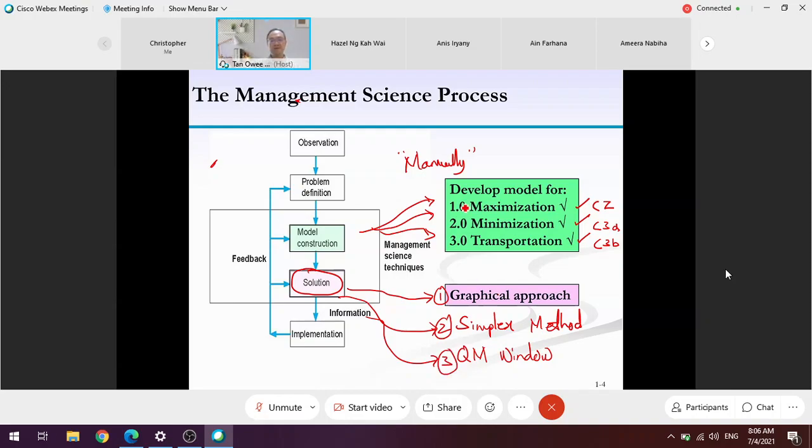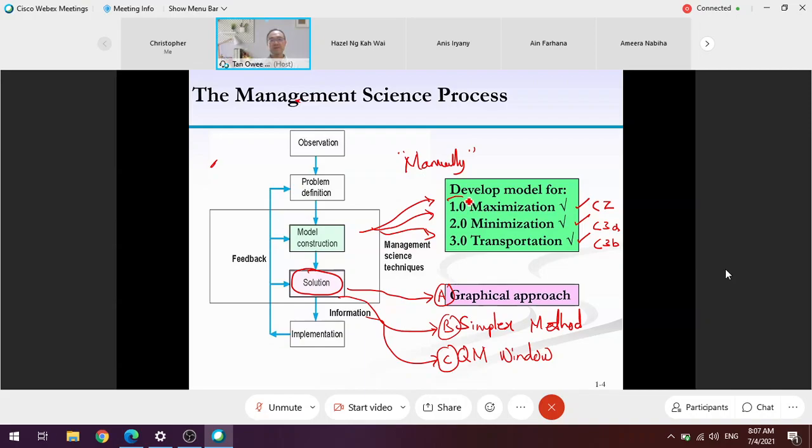For maximization and minimization, there are 1, 2, 3, and 1, 2, 3. I'm going to change that a little bit. I'm not going to call them 1, 2, 3, otherwise you will be confused. I call them A, B, C. So there are three linear programming problems that we have developed in chapters 2 and 3.